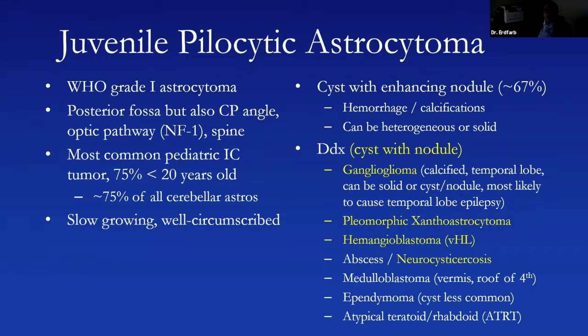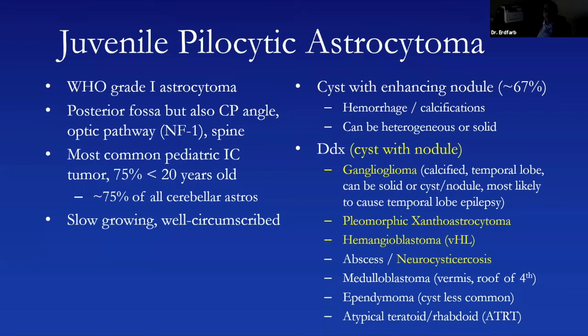Ganglioglioma is a common one. You'll see these in the temporal lobe. For people who do a lot of epilepsy work, it's common to see. It's a common epileptogenic tumor. Also can look like a cyst in a nodule. Could be solid, it could be a cyst in a nodule. The PXAs, also cortical tumors that might be related to seizures, might have that appearance.